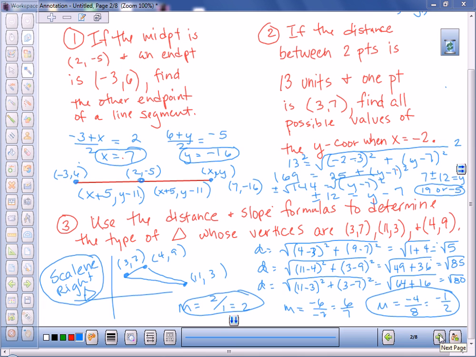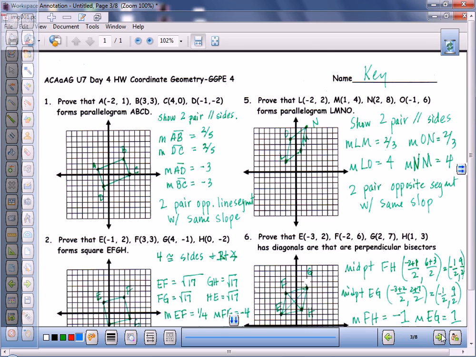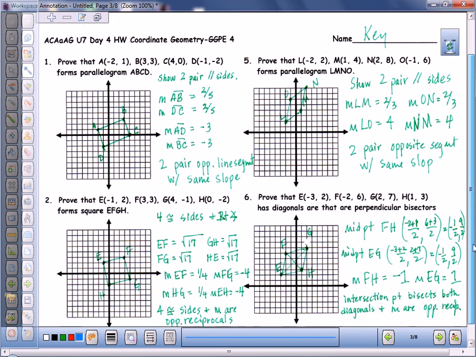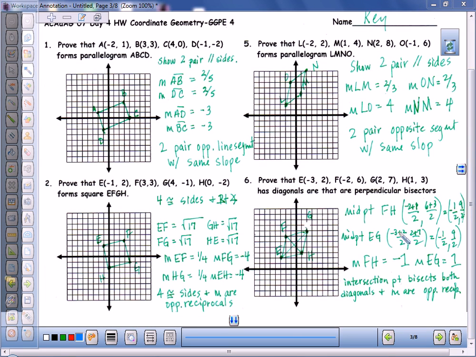Okay. These are the answers to your homework. Now, some of you, when I walked around, did not have the math. Let me tell you, on a test or quiz or a learning task, if you don't have the math to prove, if you just have a picture and go, hey, that one looks like a rectangle, or hey, that one looks like a, we can't do that. We have to have the math to prove. And this told us what to prove it was.